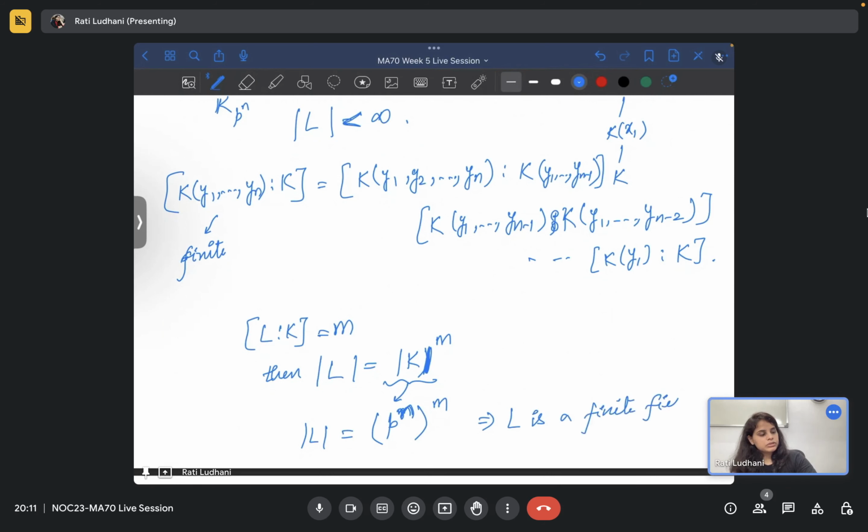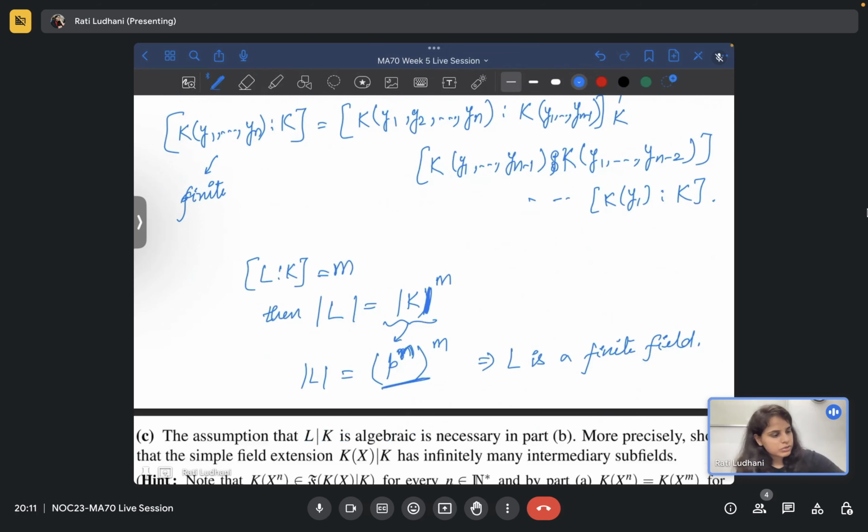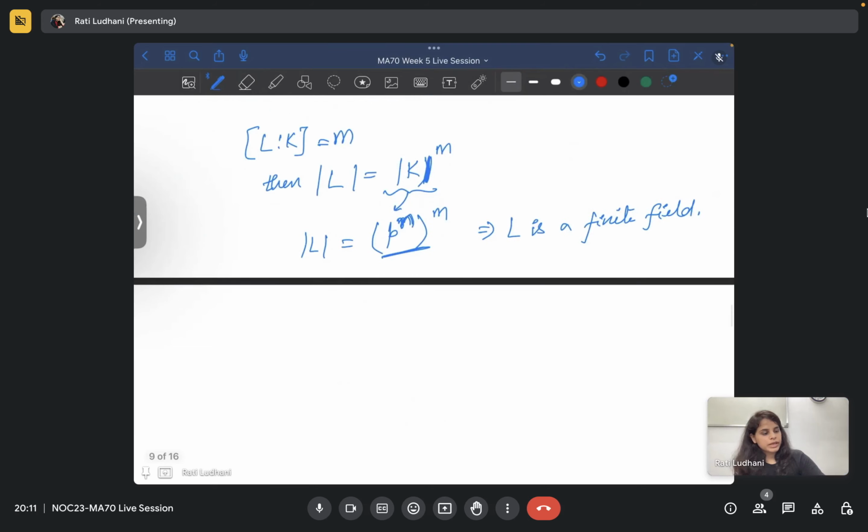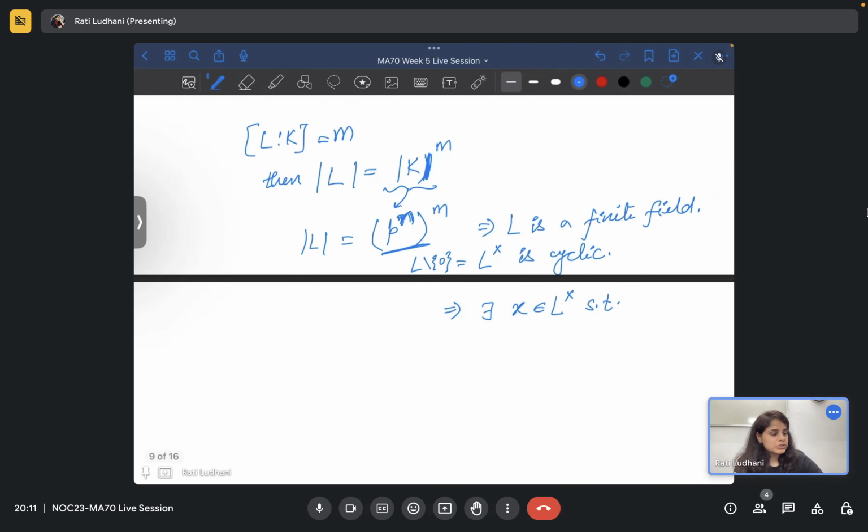So again this will be some power of p, and actually we have written it already: a power of p to the nm. This implies L cross will be cyclic, because a finite subgroup of the multiplicative group of a field is cyclic, as you know. L cross means the multiplicative group L minus 0. We have proved in the lectures that it is cyclic. So there exists x belonging to L cross, because L cross can be generated by one element.